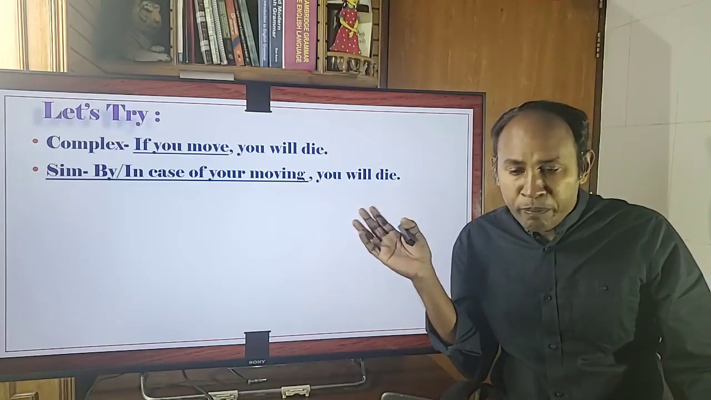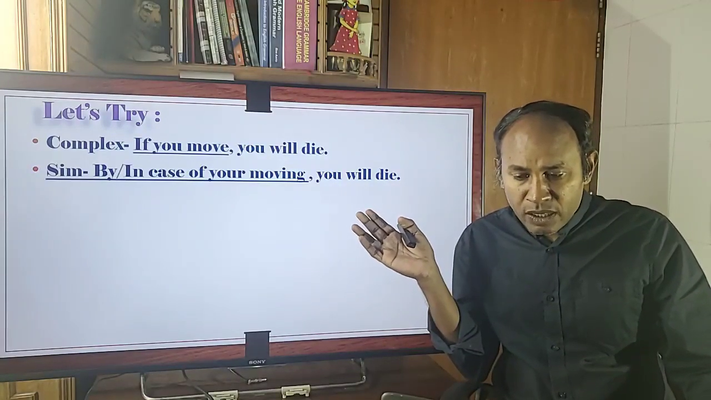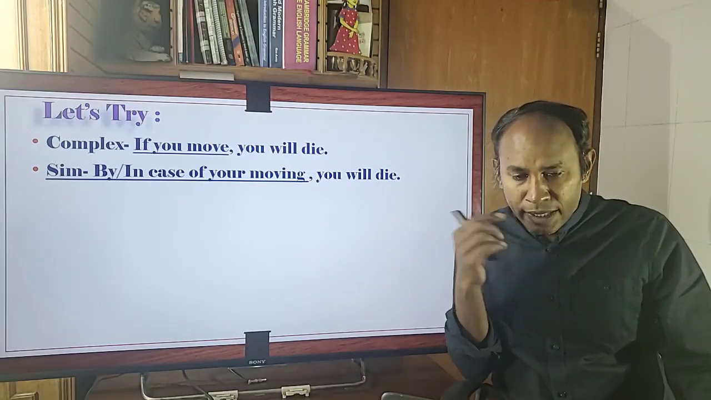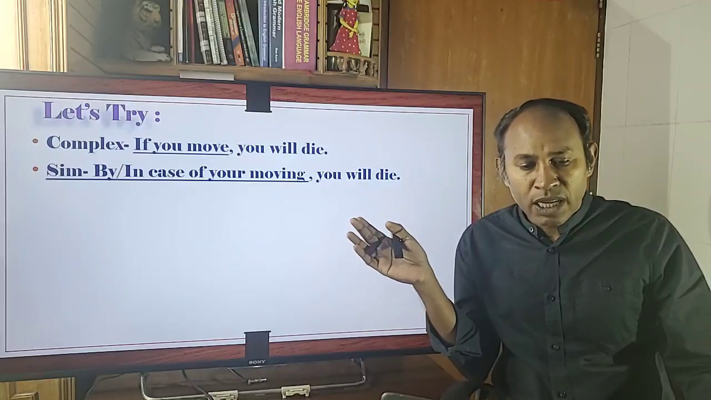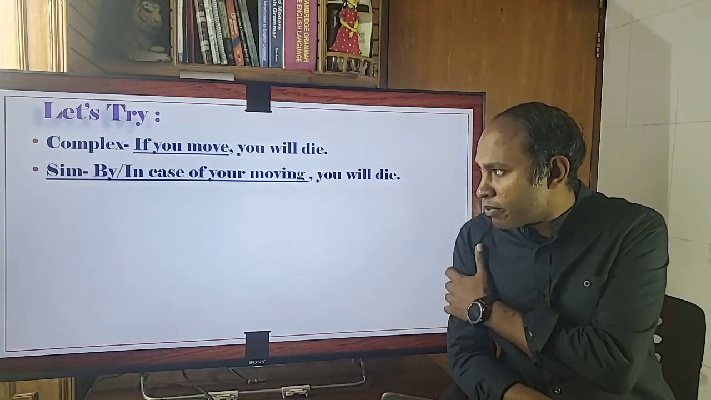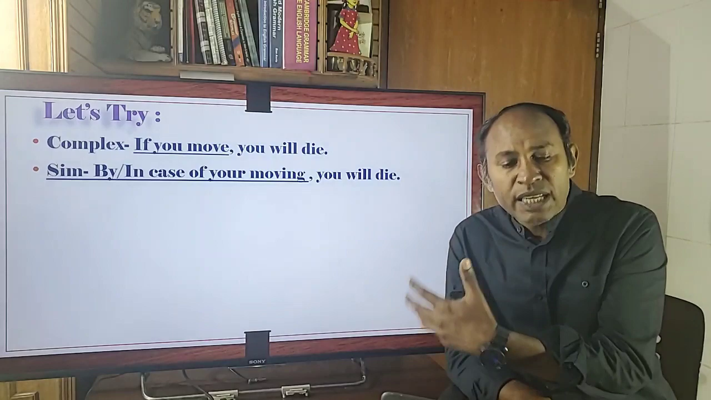Okay, and just make it compound. I want to see you please make it the compound sentence. Yes, I have made it simple because the answer is shown here, and you see we have made it simple by using "by" or "in case of".